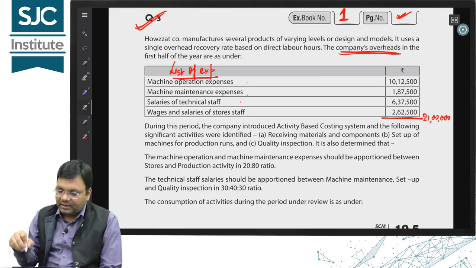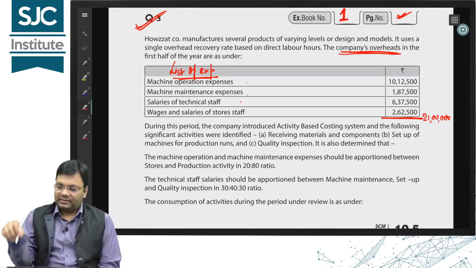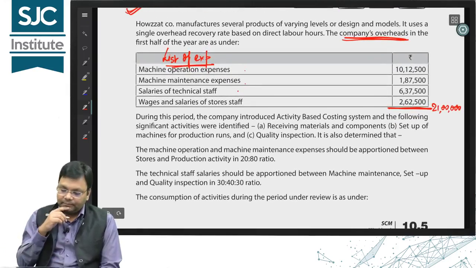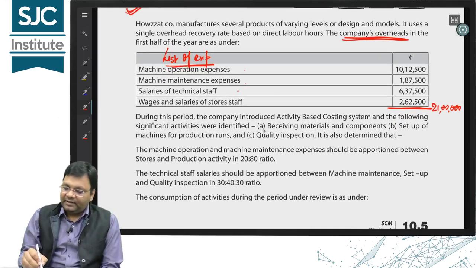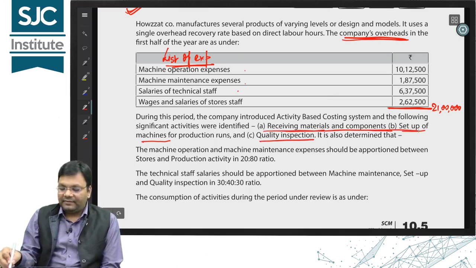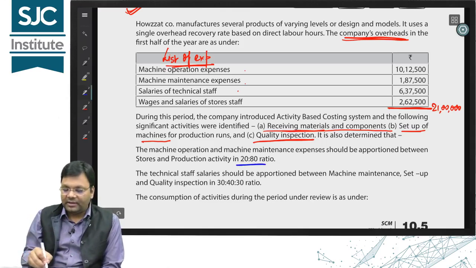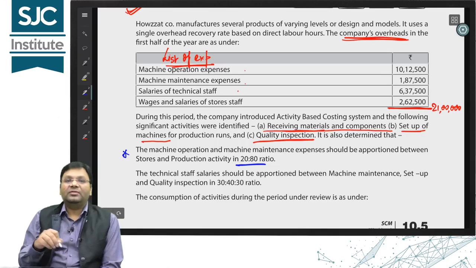Now during this period, company introduced activity-based costing system, and the following significant activities were identified. We have three activities: receiving materials and components, setup of machines, and quality inspection. So these are the activities. Activity details are given now. It is also determined that machine operation and machine maintenance expense should be apportioned between stores and production activity in 20:80 ratio. This is something new in this question.